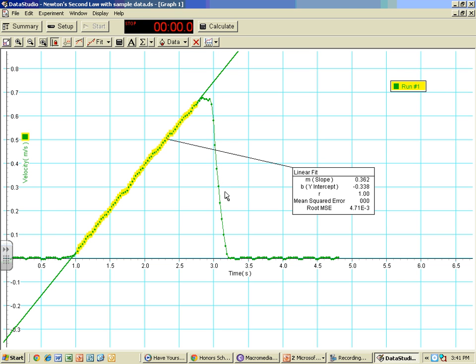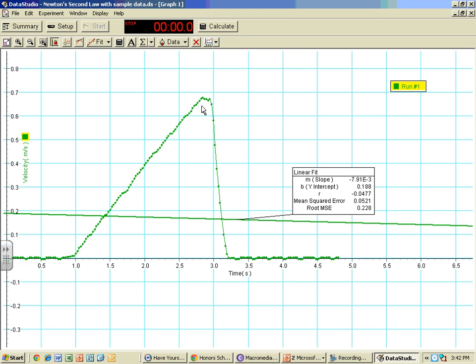Now this part of the graph is where it's slowing down to 0. So this is where you've caught it. And please catch the cart at the end of the track. Don't let it run into my expensive pulleys and fall onto the floor. What's going on here, though? Notice that at this point in the graph, we have kind of a horizontal line. So that means that the velocity is constant here.